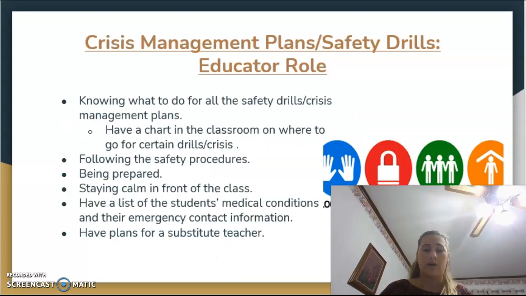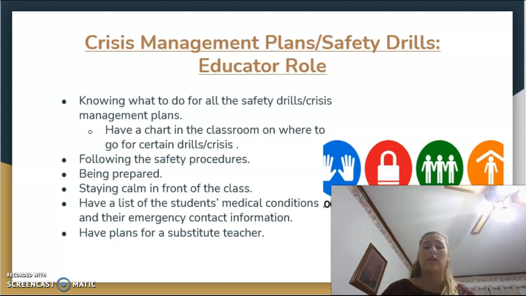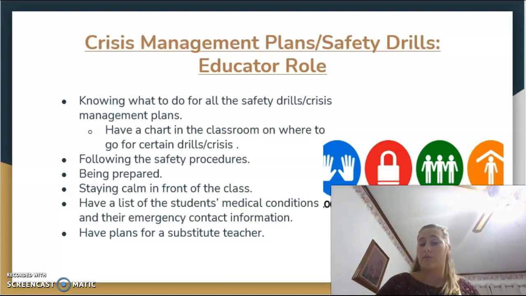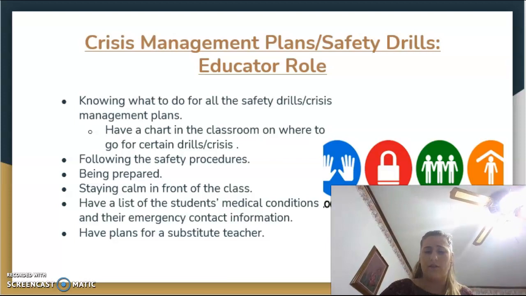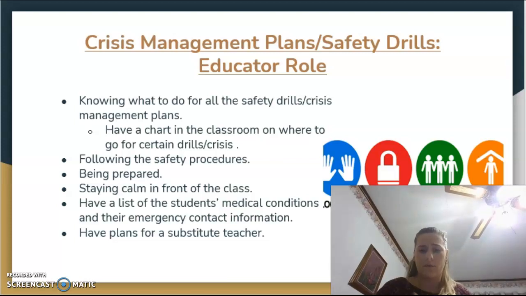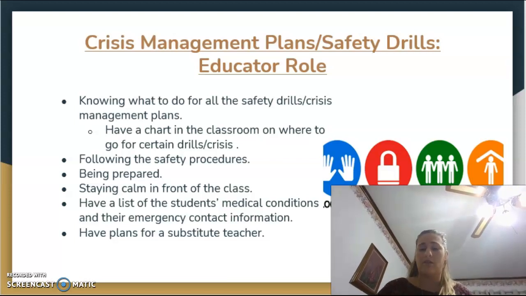Now we're going to talk about a teacher's role in safety drills and crisis management plans. I believe it's very important for teachers to know what to do for all the safety drills and crisis management plans. I think it's very helpful for a teacher in the classroom to have a chart so they know where to go for certain drills and crises. Following safety procedures is very important because we do not need teachers or students running down the hallways, and teachers and students need to go to a location they're told to for certain drills and crises.